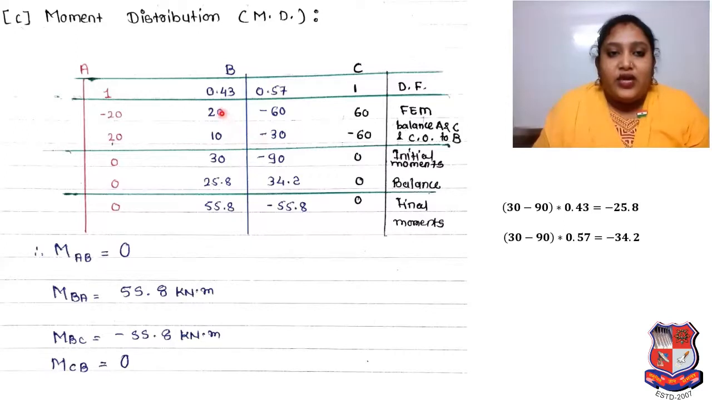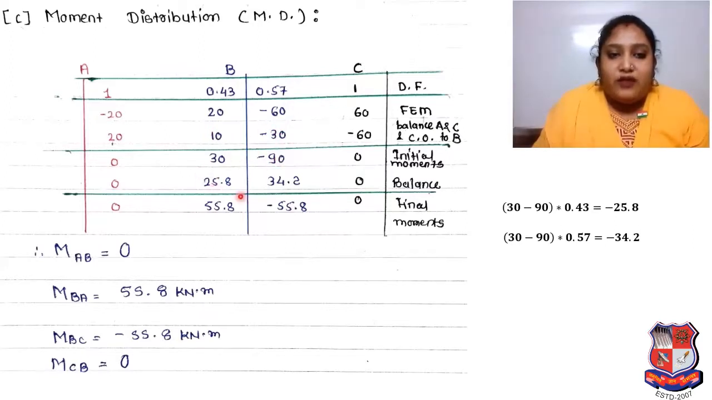Okay, now we have to do addition of these moments. 20 plus 10, 30, minus 60 and minus 30, so it is minus 90. The 0 will be here because there is addition of both values. So positive 60 and minus 60, addition will be 0. Positive 20 and minus 20, addition will be 0. That addition is 30, that addition is minus 90.